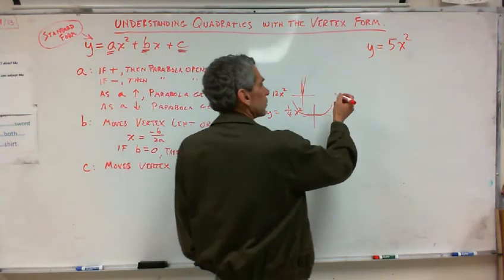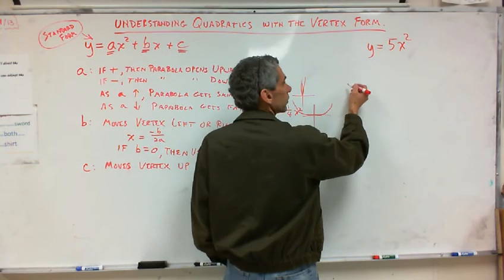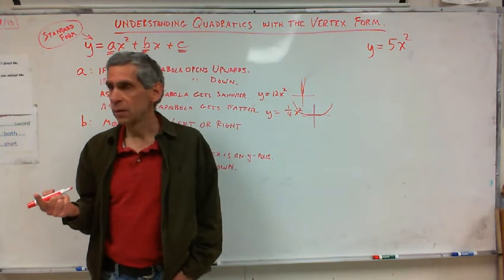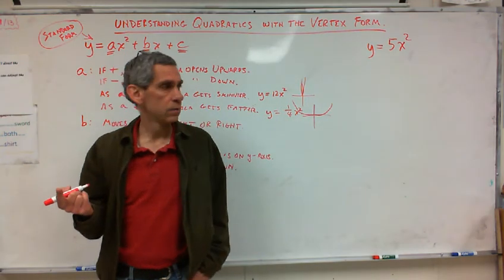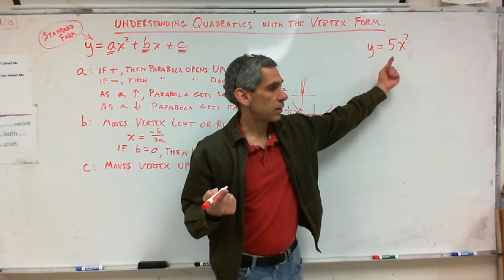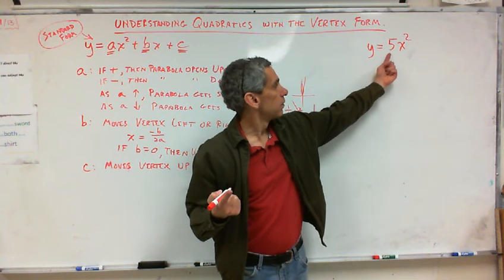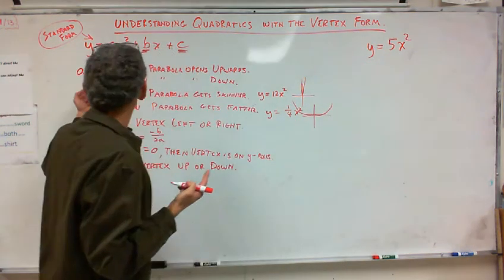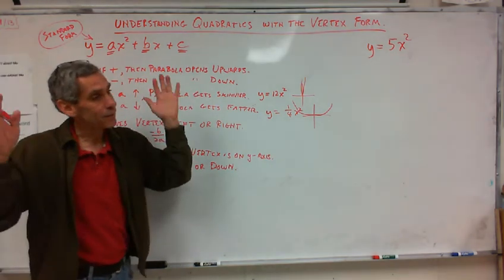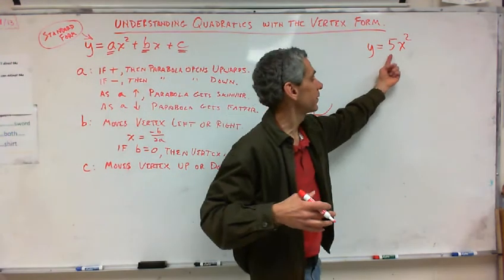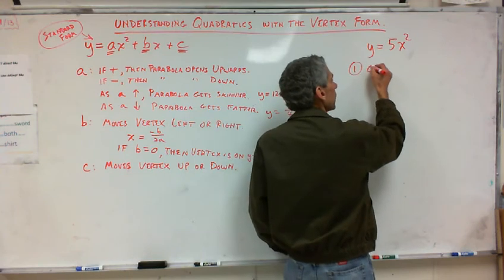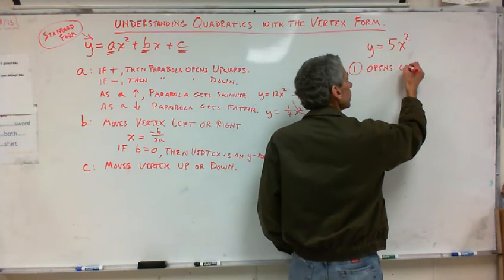First of all, does it open upwards or downwards? How many people say up? How many people say down? Okay. So the a is what? The a is 5. The a is positive. Therefore, the parabola is happy. He's thinking positive thoughts. So number one, it opens upwards, right?